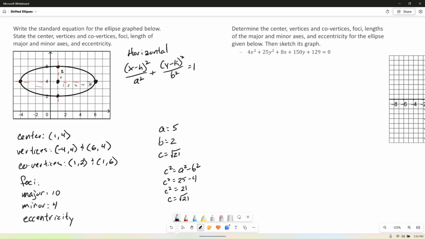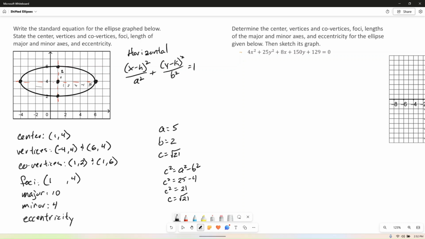So the foci, we want to find the center, and then the foci are each a distance of C away from the center. And since this is a horizontal ellipse, that C value is going to change the x coordinate. Okay, so the center, we already said, was (1, 4).